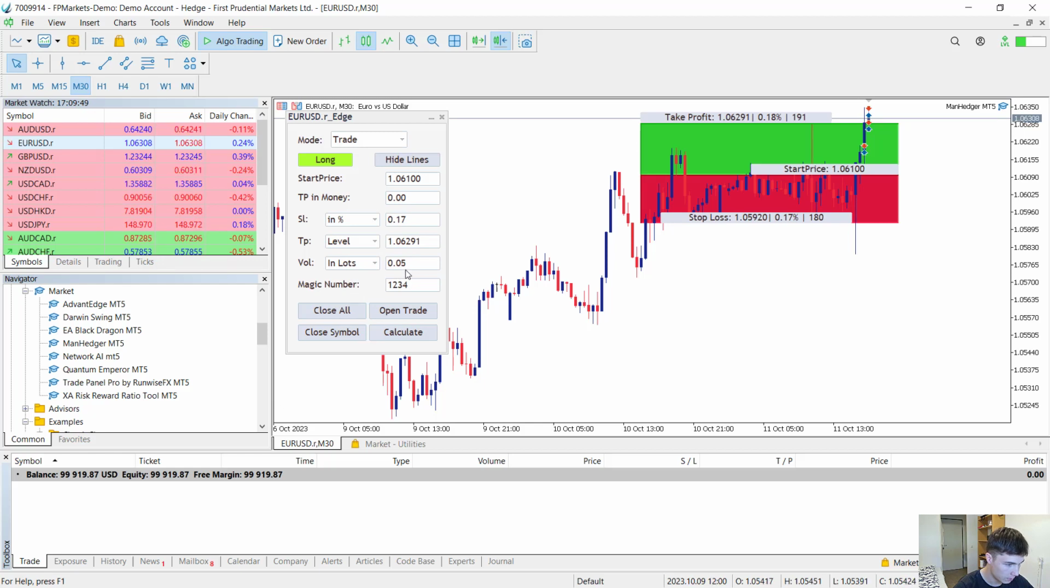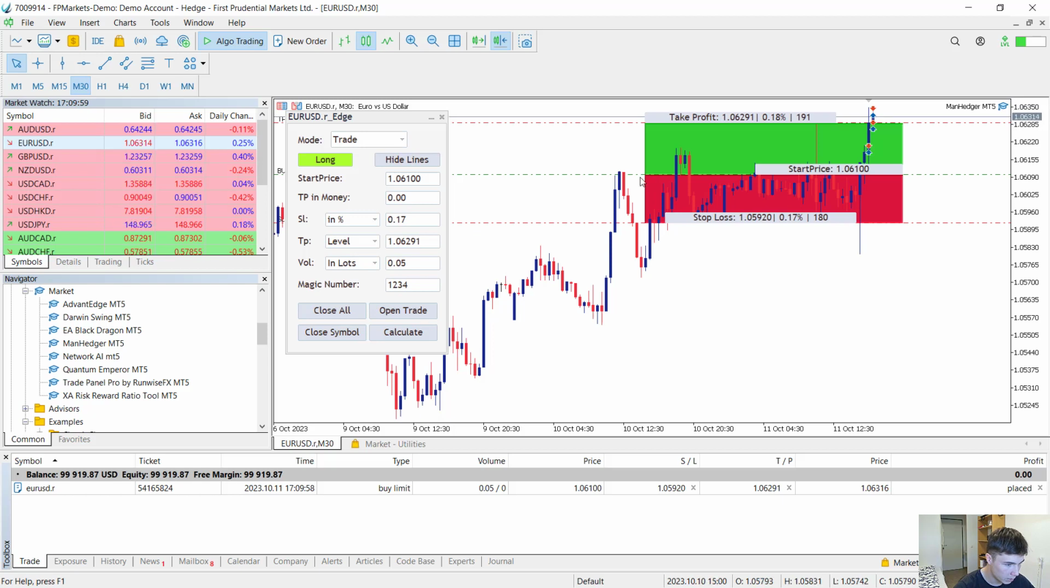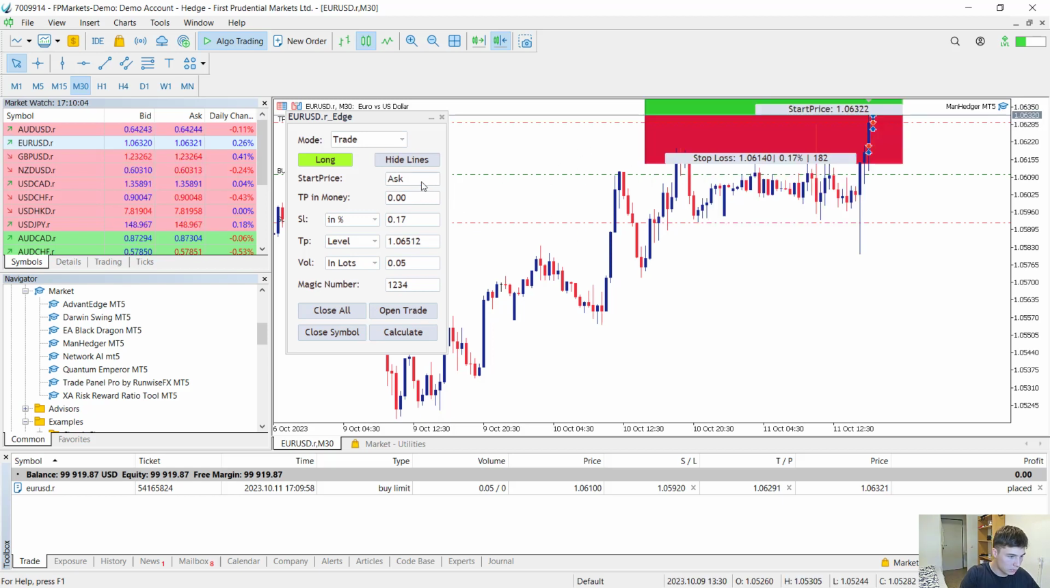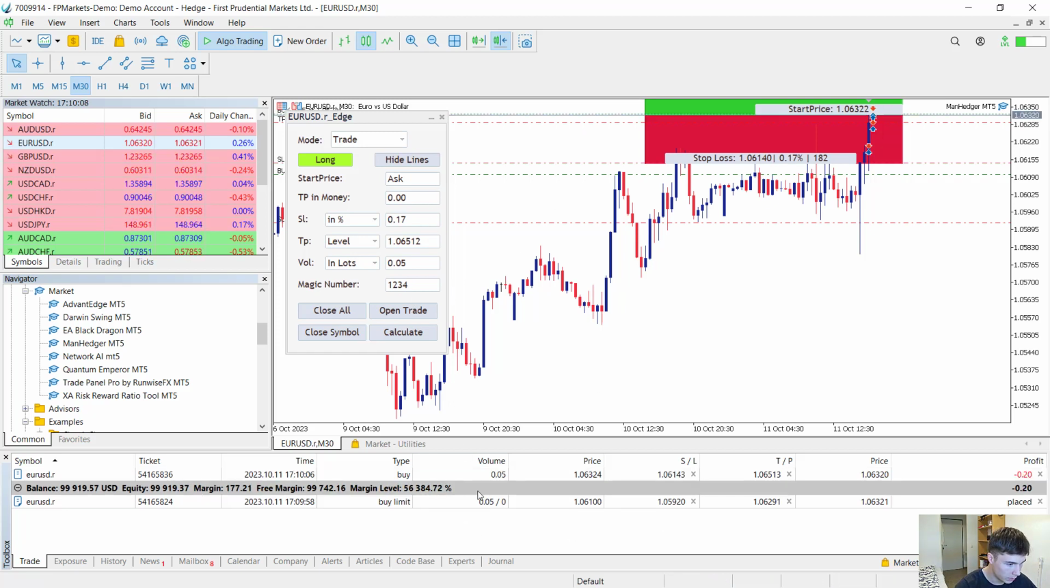This is, for example, 0.05 lot. We can enter there the magic number. This is not important at all. It's just to distinguish our trades. Whenever we hit open trade, a new trade will be made. If the start price was the ask, then a buy trade will be taken.